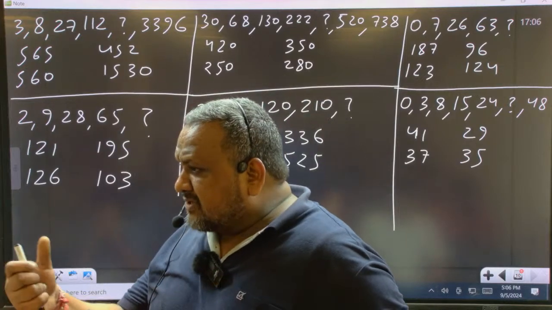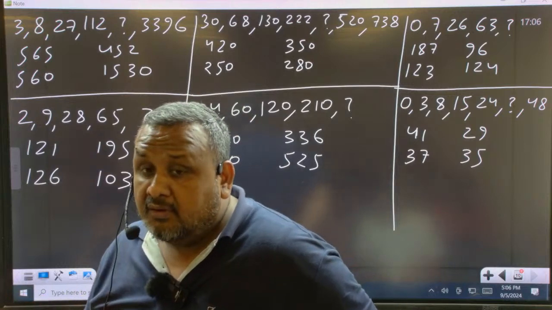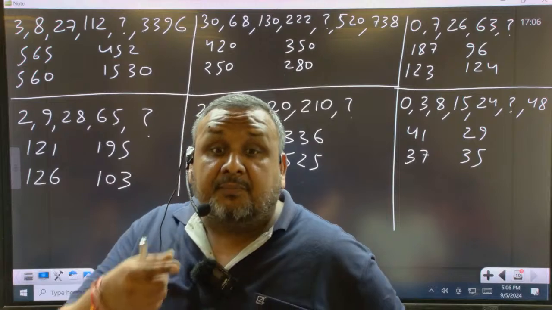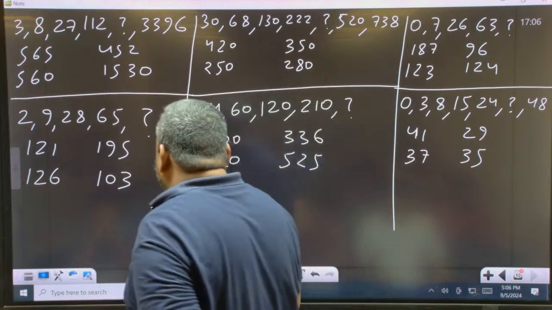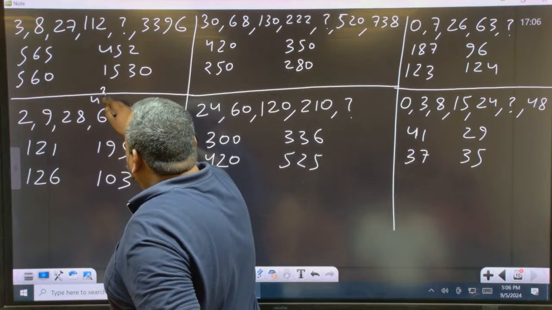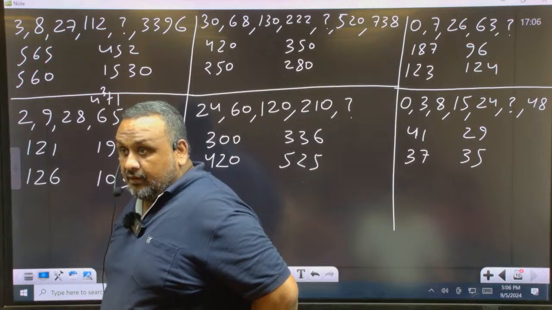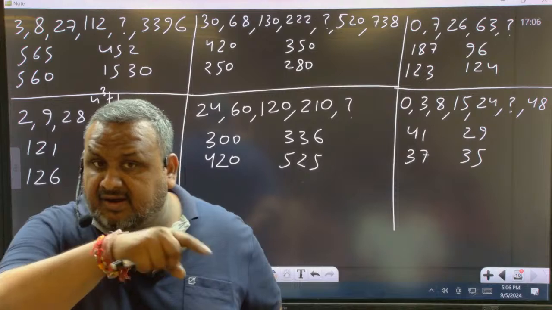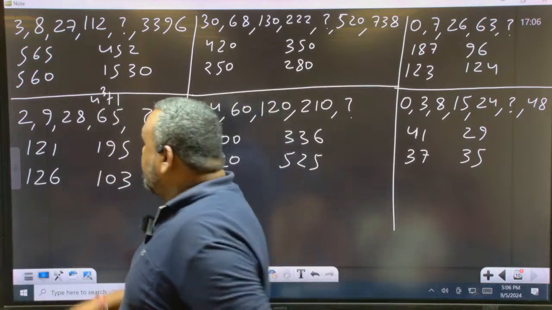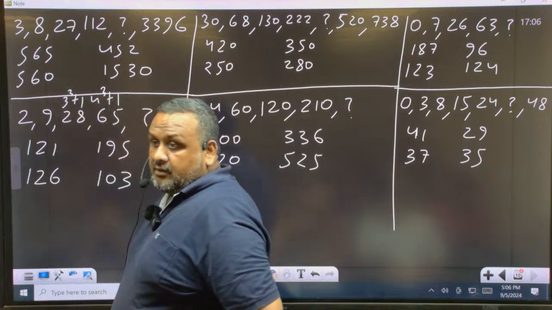There are 2 famous things about 64. First, it's a perfect cube of 4 and it's a perfect square of 8. So we can write 65 as 4 cube plus 1, right? 28 is near to 27, right? We can write 28 as 3 cube plus 1.